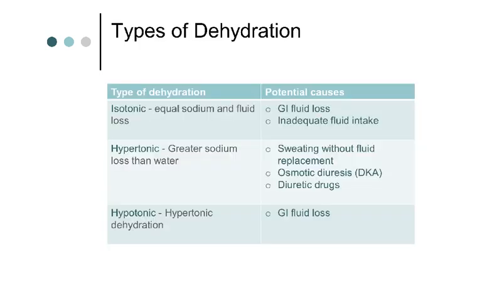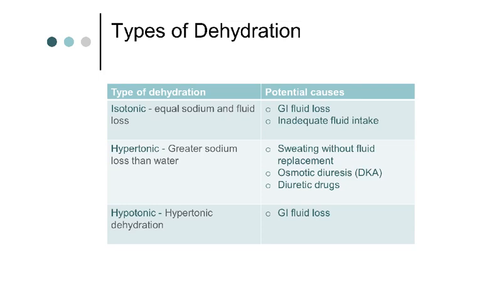Okay, now looking at the different types of dehydration, we can have isotonic dehydration, which is where there's equal sodium and fluid loss. This is the most common type of dehydration, so this would be from vomiting, diarrhea, or inadequate fluid intake.